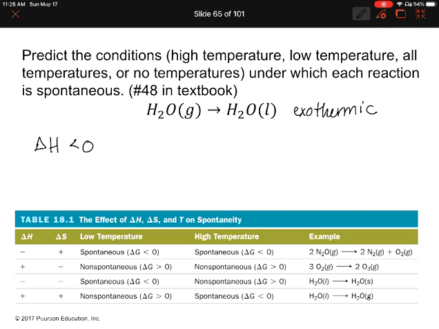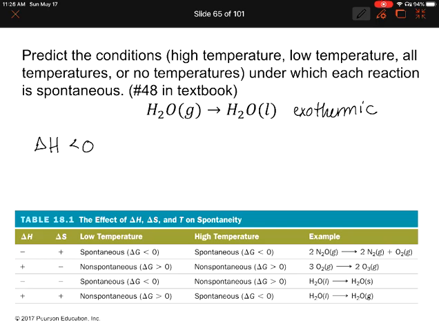So we have a gas versus a liquid. Which one is more disordered? The gas, right? The gas is more disordered. It has more energy. So that means it has more entropy. The liquid is less disordered or more ordered, so it has less entropy.